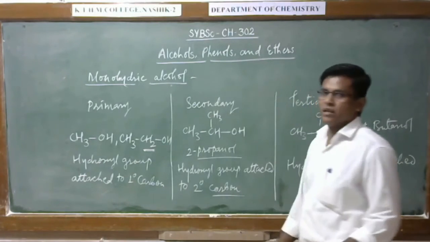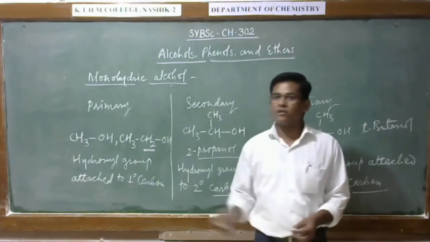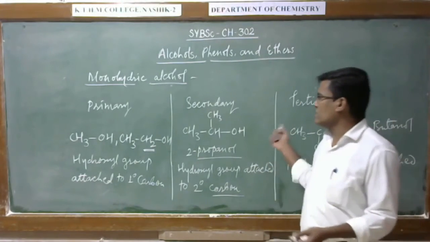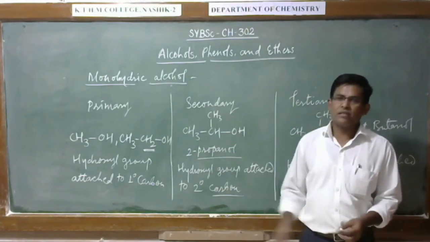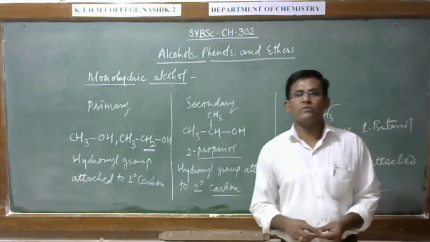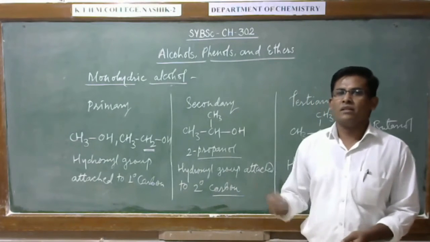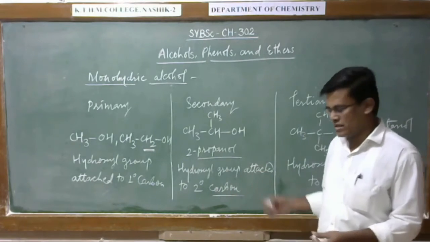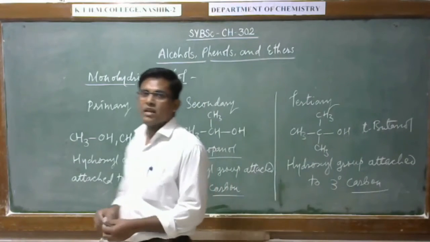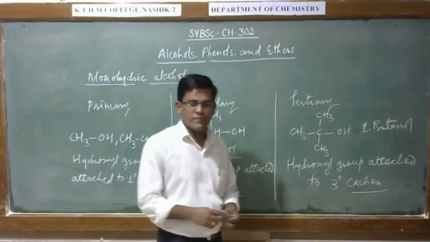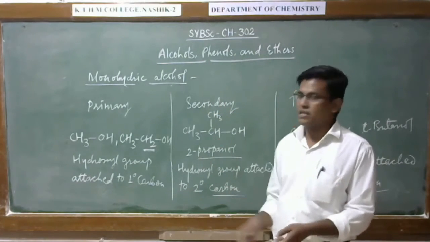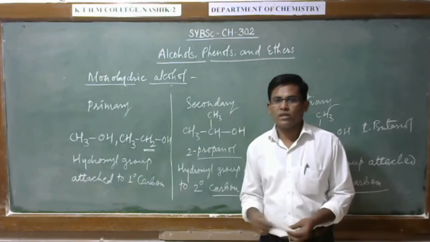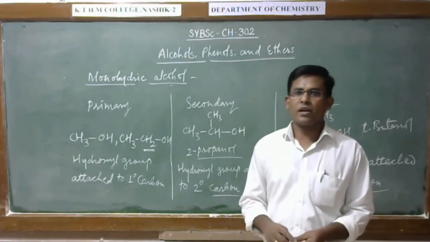So this is the simple classification of monohydric alcohol. It is classified as primary, secondary and tertiary. In primary, the hydroxyl group is attached to a primary carbon; in secondary, to a secondary carbon; and in tertiary, to a tertiary carbon. This is how we can classify monohydric alcohols. Now let us have its IUPAC nomenclature.